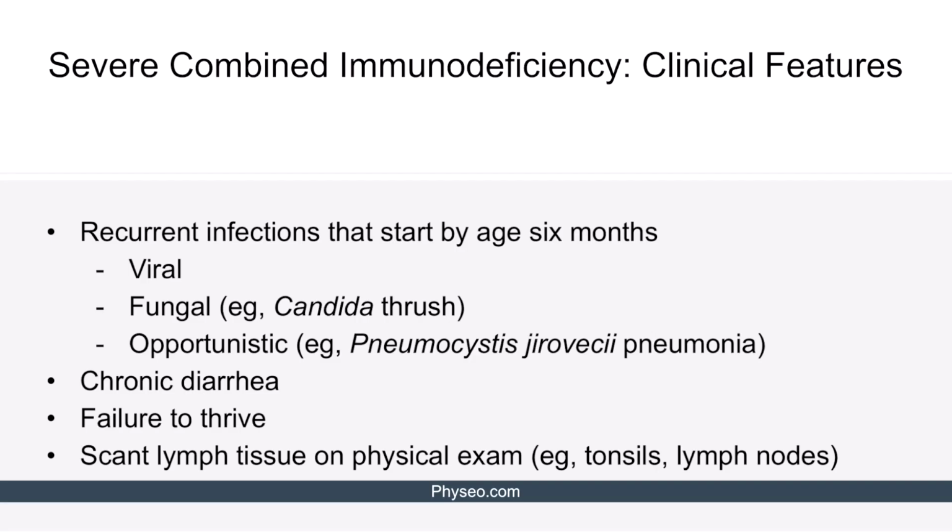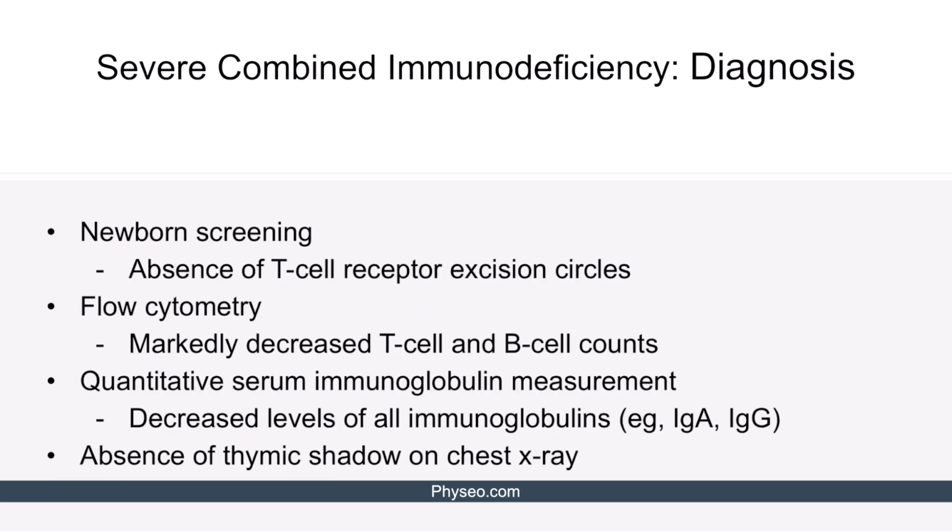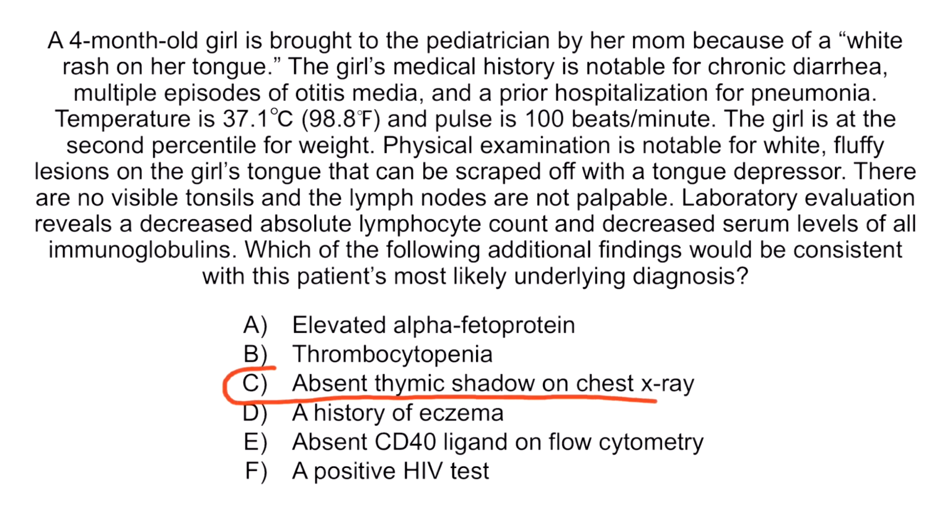Recall from this slide that the clinical features of severe combined immunodeficiency include recurrent viral, fungal, and opportunistic infections that start by age 6 months, chronic diarrhea, failure to thrive, and scant lymph tissue on physical exam, such as absent tonsils or palpable lymph nodes. The patient in question had all of these clinical features. Next, recall from this slide that one of the key diagnostic features of severe combined immunodeficiency is the absence of a thymic shadow on chest X-ray. This is why option C, absent thymic shadow on chest X-ray, is the correct answer.